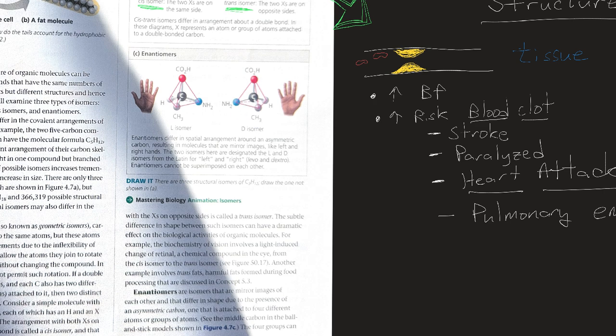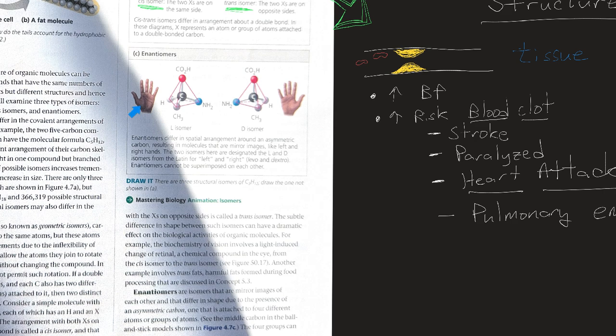But because these two are on the left, because this arrangement is one way and this arrangement is the other, they call one of them left and the other one right. So because these two H's are on the right, they call this a right version, or D isomer. And this one, because the H's are over here, they call it an L isomer.